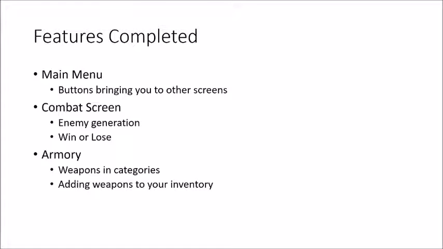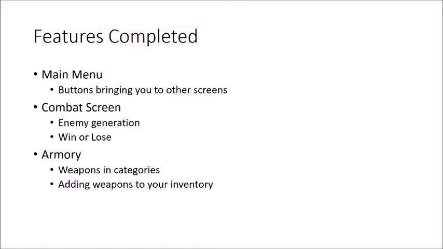Features that we have completed so far in this project are the main menu, the combat screen, and the armory. The main menu doesn't have that many features, but what it does do is bring you to the other pages or screens whenever you click their corresponding buttons. The combat screen's main features at the moment are the enemy generation with either a dagger or a longsword, and whether you win or lose if you attack. And it also lets you flee, which sends you back to the main menu.